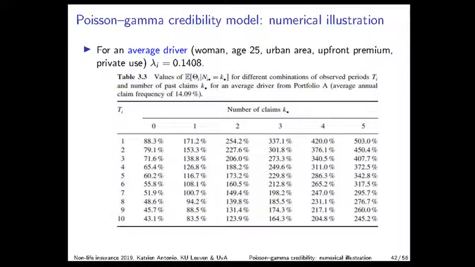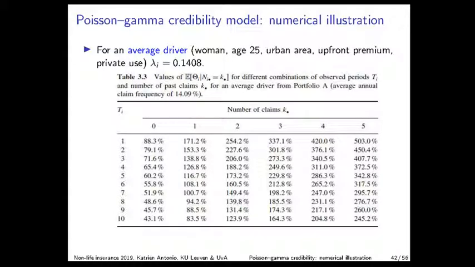We continue with the profile of an average risk. That is, for this particular portfolio, a woman, aged 25, living in an urban area, paying the premium upfront and using the car for private purposes. She has an a priori claim frequency of 14%. Considering this average driver, we see from the table that she will be awarded more discount than the good driver if she does not file any claim.